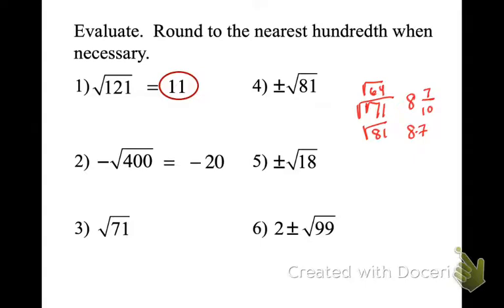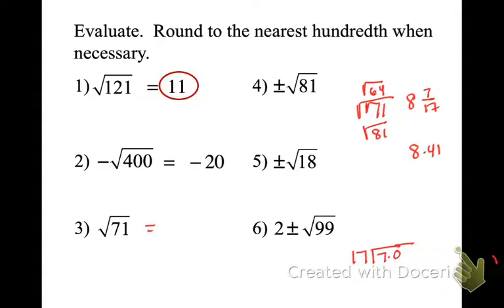Huh. Okay, I see what I did. I should have been doing 81 minus 64, and that is 17. And now we're really dividing that out. So 7 divided by 17 is 0.41, so it's 8.41. I will never ask you to round to the 100th.